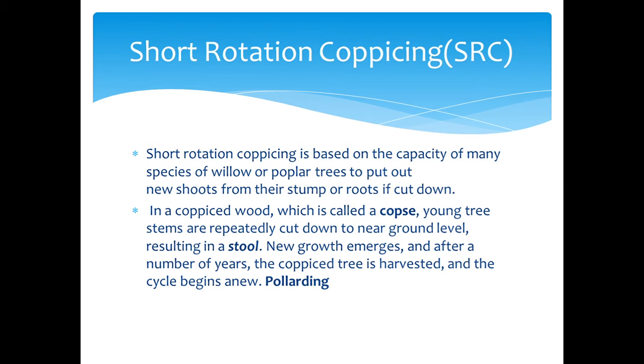Short rotation coppicing is based on capacity of willow and poplar species to regenerate when their stems are cut. In coppiced wood, young trees are repeatedly cut down from their stems to near ground level, resulting in stool, and crop emerges from these stools. Pollarding is also a type of technique which is used in regrowing these crops. In pollarding, we have a stool which has a much higher height as compared to crops.